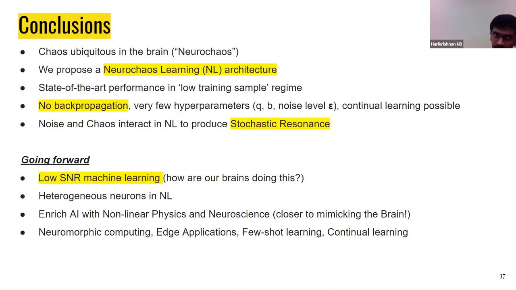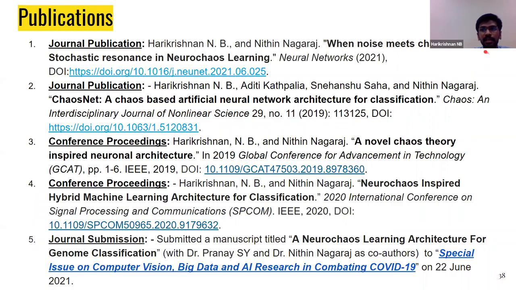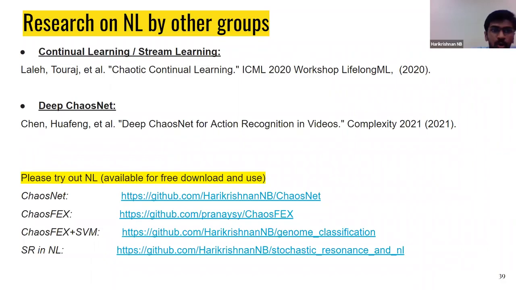Some of the publications are provided here: When Noise Meets Chaos: Stochastic Resonance in Neurochaos Learning, published in Neural Networks, and ChaosNet: A Chaos based Artificial Neural Network Architecture for Classification, published in Chaos: An Interdisciplinary Journal of Nonlinear Science. Then two conference publications, one in SPCOM, other in GCAT. Some researchers who have cited our work have developed on top of ChaosNet. They have modified the ChaosNet architecture for continual learning, and Deep ChaosNet for action recognition in videos, and they claim to have state of the art performance for the task.